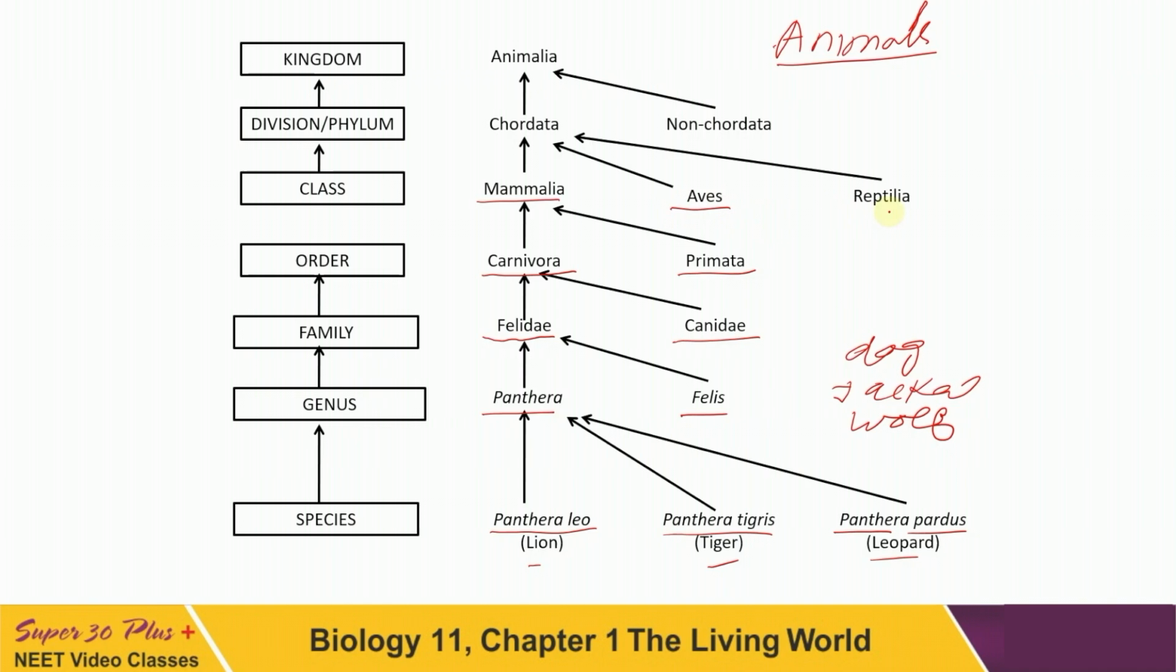Mammalia, class Aves, Reptilia, Amphibia, and class Pisces have more characters in common, that's why they have been put together in phylum. Phylum is used for animals. This is phylum Chordata. Chordata and non-chordata have been put together in kingdom Animalia. So you have seen how different categories or ranks have been formed for classification.